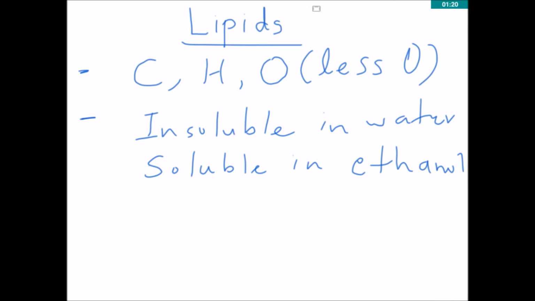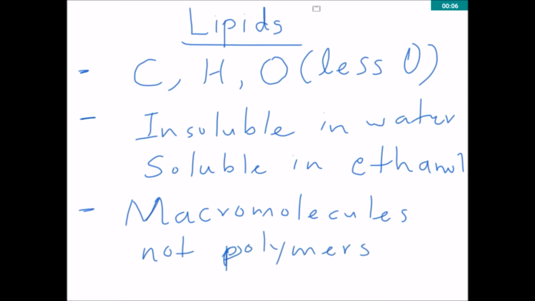Okay, and lipids are macromolecules. So what is the meaning of macromolecule? They have a very large amount of mass in one molecule, but they are not polymers. All polymers are macromolecules, but not all macromolecules are polymers. Did I confuse you? Okay, let's see examples.